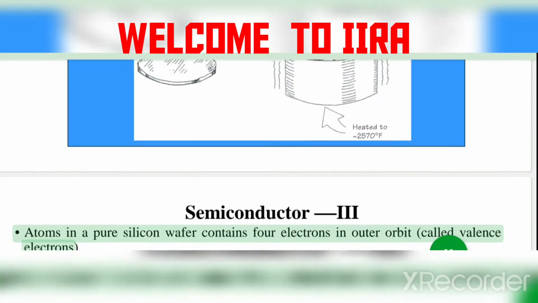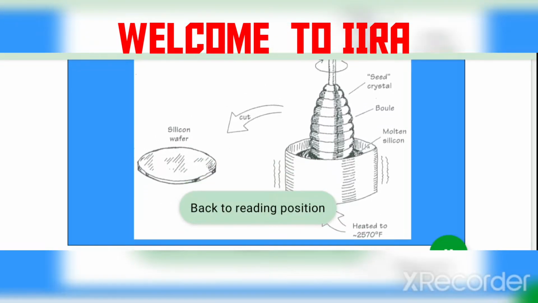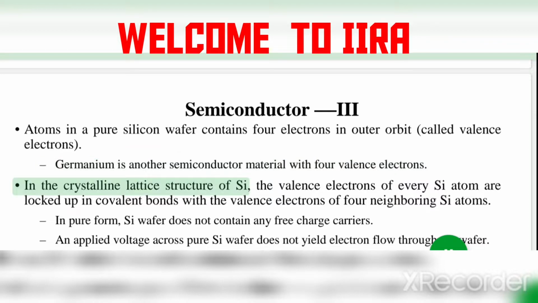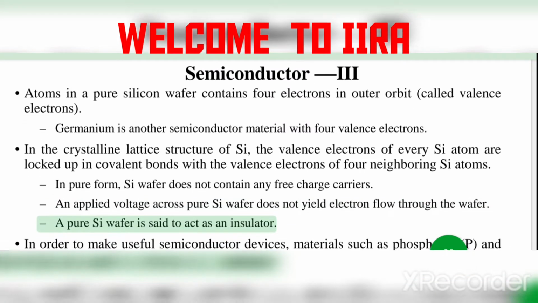Semiconductor 3. Atoms in a pure silicon wafer contain 4 electrons in the outer orbit, called valence electrons. Germanium is another semiconductor material with 4 valence electrons in the crystalline lattice structure of silicon. The valence electrons of every silicon atom are locked up in covalent bonds with the valence electrons of 4 neighboring silicon atoms. In pure form, a silicon wafer does not contain any free charge carriers. An applied voltage across a pure silicon wafer does not yield electron flow through the wafer. A pure silicon wafer is said to act as an insulator.